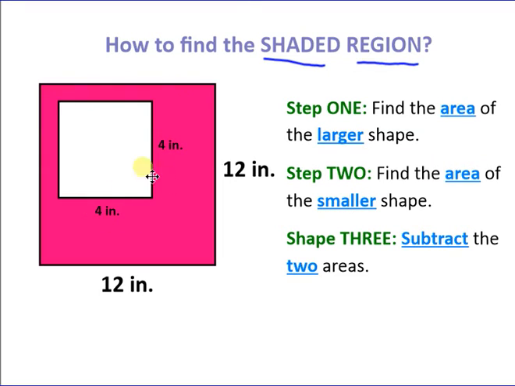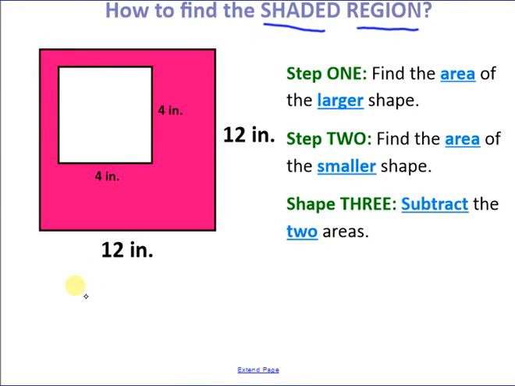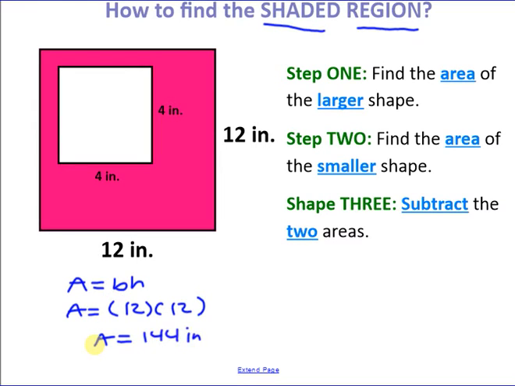So here I have two shapes, and in the pink area here, I have what's called a shaded region. So how do I find the area of just the pink part? Let me show you. Step one, you're going to find the area of the larger shape. The larger shape is this large square on the outside. So that's a square, so its area equals base times height. The base is 12, and the height is 12. 12 times 12 is 144, and it's inches squared.